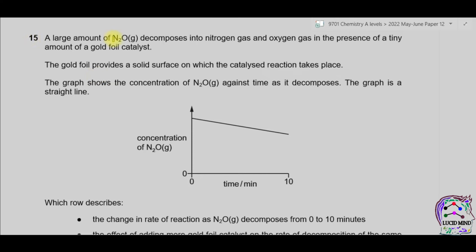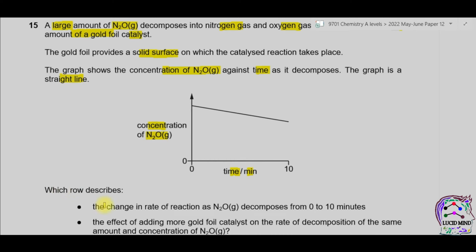Question 15. A large amount of N2O gas decomposes into nitrogen gas and oxygen gas in the presence of a tiny amount of gold foil catalyst. The gold foil provides a solid surface on which the catalyzed reaction takes place. The graph shows the concentration of N2O gas against time. On the y-axis we have the concentration of N2O, on the x-axis we have time for decomposition. The graph is a straight line.